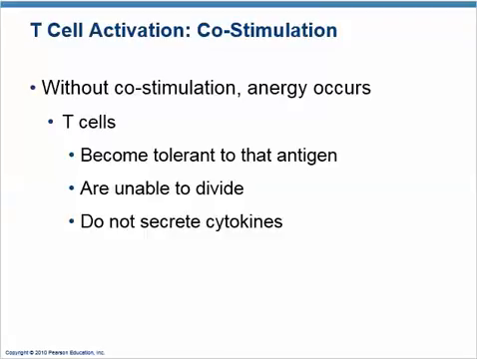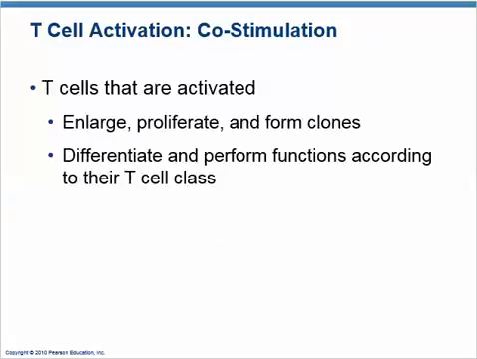If you don't get co-stimulation, then the T cells stop reacting to the antigen. It's almost like it gets used to it and stops seeing that antigen as something to attack. So you don't want that to happen. When they are activated, we get cloning. They proliferate, they clone, and they start to do what they're supposed to do. So if it's a helper T cell, then they'll do that. If it's a killer T cell, then they will start looking for tissue cells to kill.